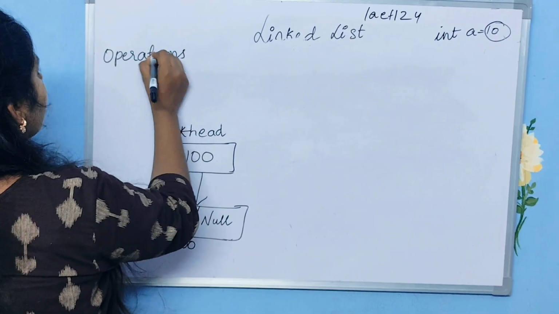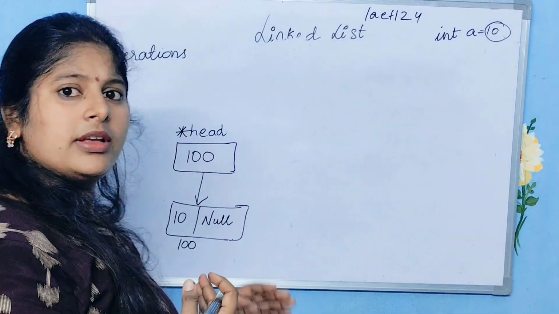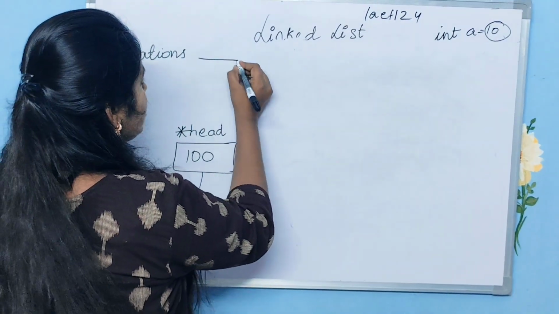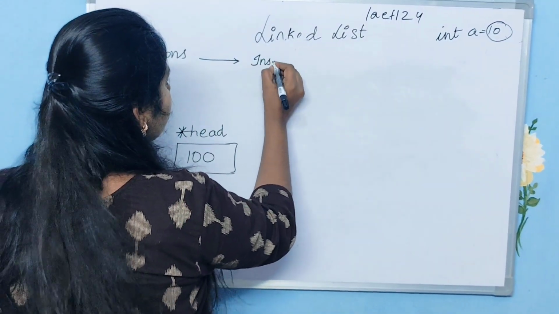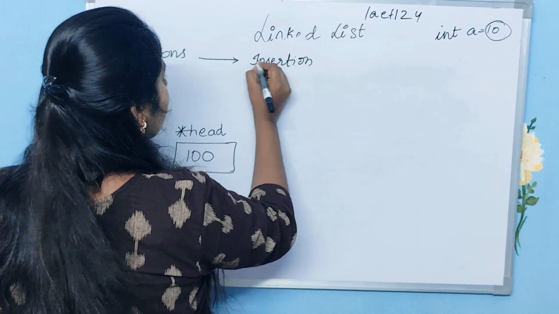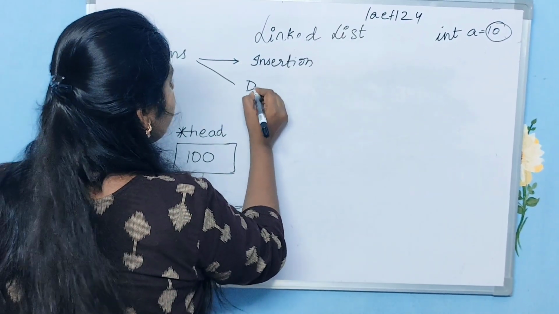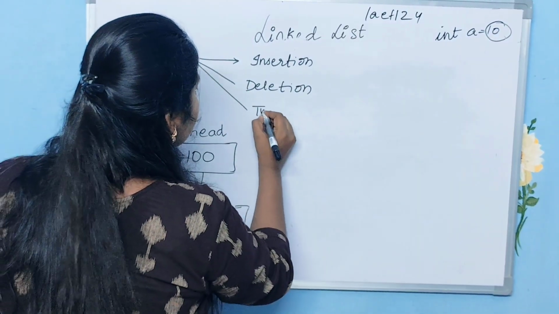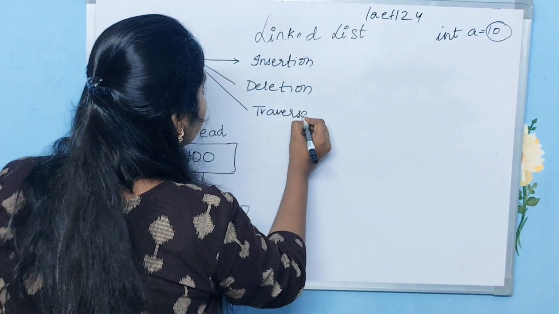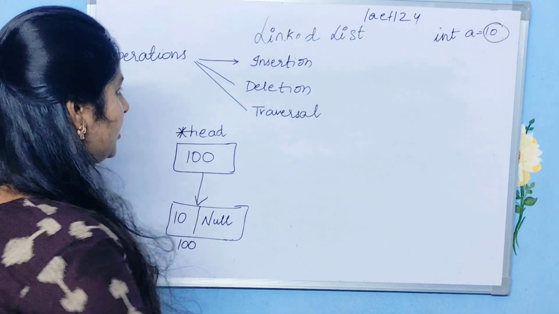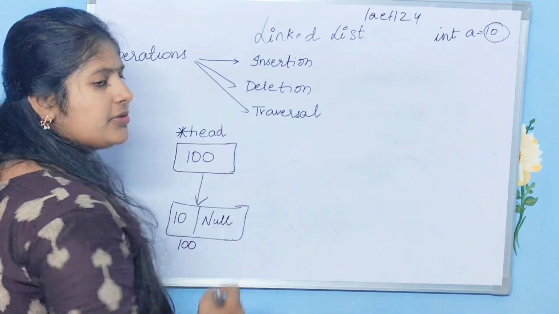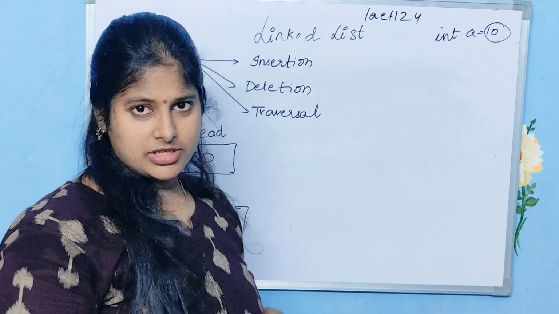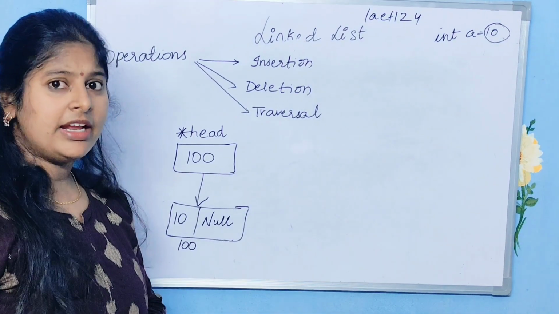We have different kinds of operations in a single linked list. My first important operation is insertion. Second one is deletion. And my third one is traversal. Okay. I have 3 types of operations in my linked list. First one is insertion. Second one is deletion. And my third one is traversal. Insertion can be done in 3 ways.